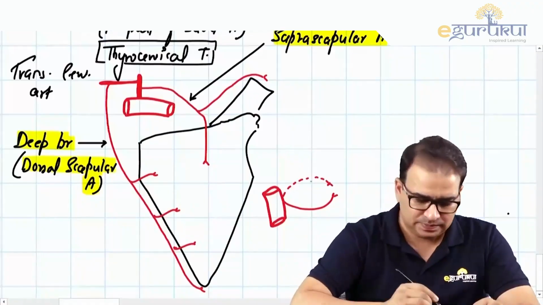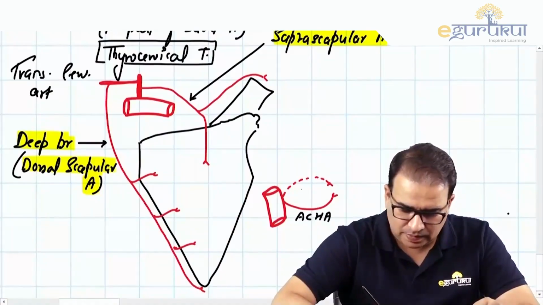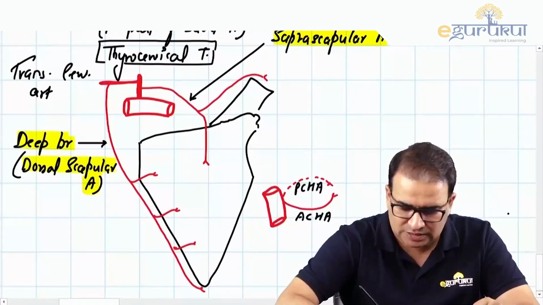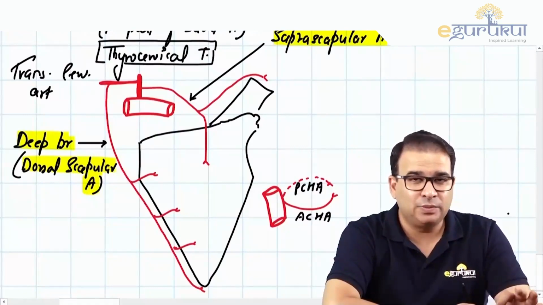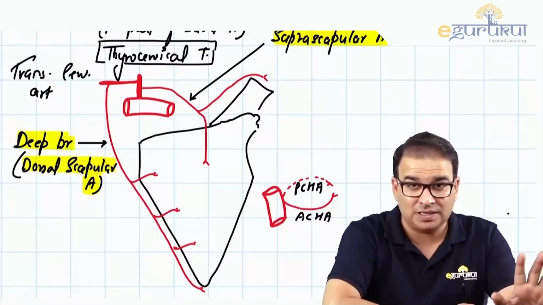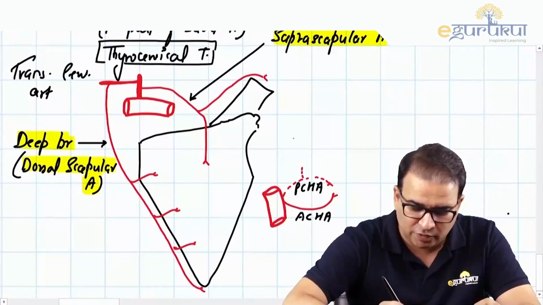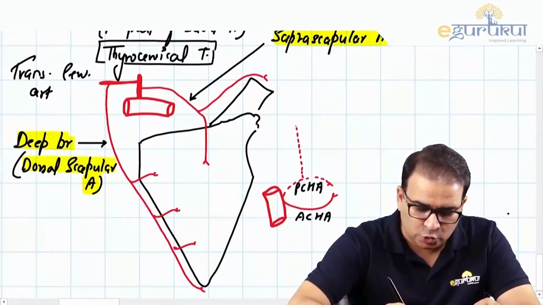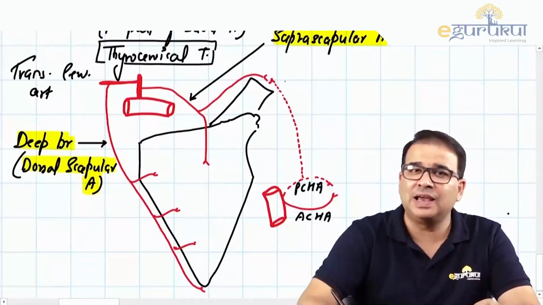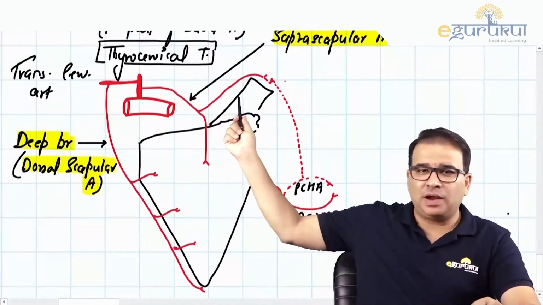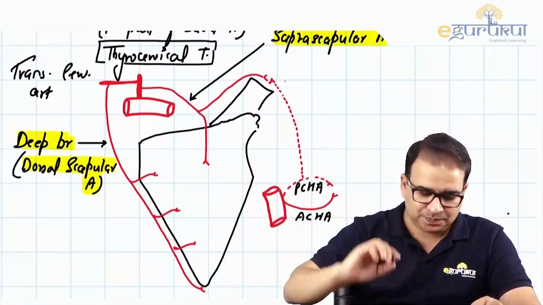Let me go with that first. This is ACHA and this is PCHA, posterior circumflex humeral artery. Now out of these two, the one which is participating in the anastomosis around the scapula is PCHA, not ACHA. Do you remember? It's PCHA. Posterior circumflex humeral artery will also give off a branch which will go above toward the acromion process and participate in the anastomosis here. This again is called an acromion branch. That is the acromion branch of suprascapular, and this is an acromion branch of posterior circumflex humeral artery.